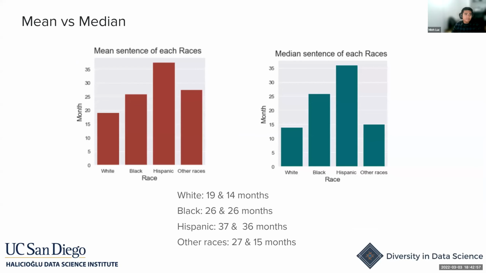Here we look at the mean and the median sentence for each race over 50 states. We look at the median because we have a lot of outliers, so we want to look at both mean and median to have a good picture of the length of sentence. For white, we have 19 months as the mean and 14 months as the median. For Black, we have 26 months for both mean and median. For Hispanic, we have 37 months and 36 months for mean and median. And for other races, we have 27 months and 15 months, respectively.